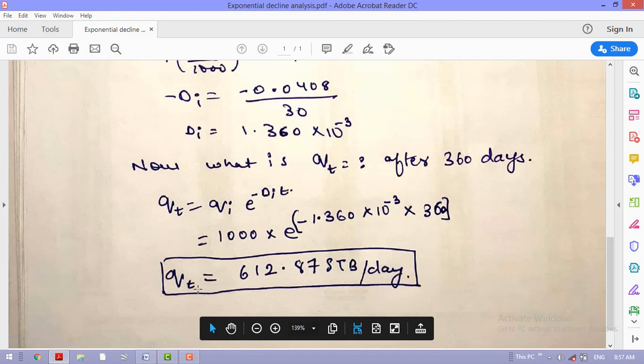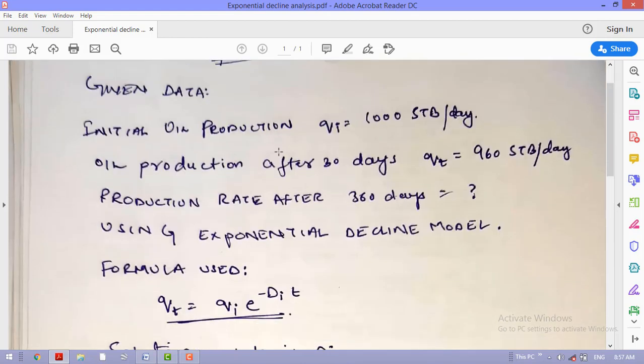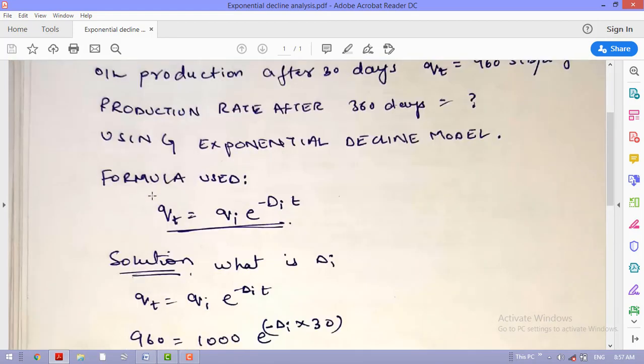Actually this is a very easy question, but in the exam, if you consider so many questions at one time, it may look very difficult. No need to worry. Once you see the exponential decline model, whatever the given data is, you just need to use two formulas. One is QT equal to QI e power minus DI into T, and another one is the combination of the initial and the final flow rate formula.